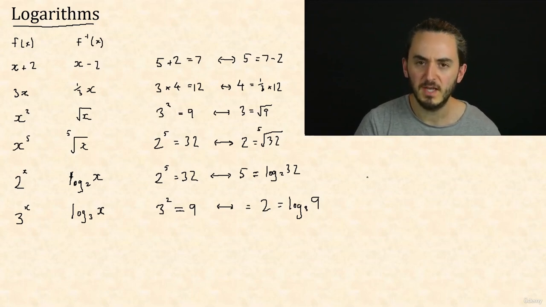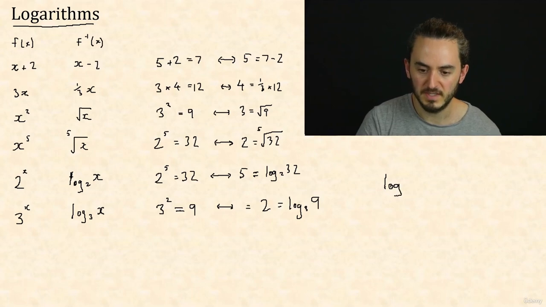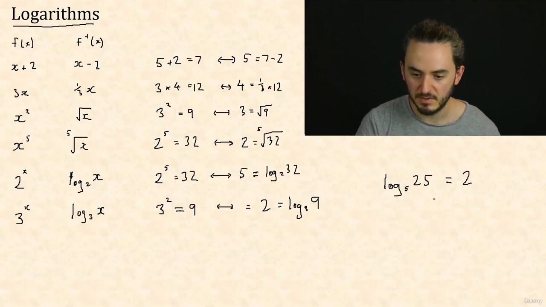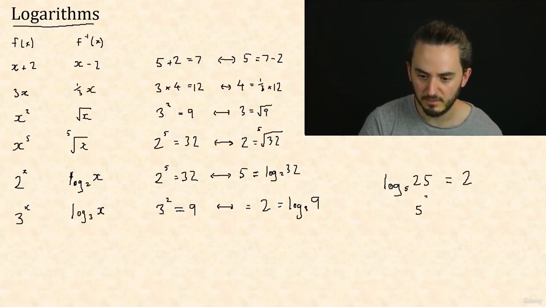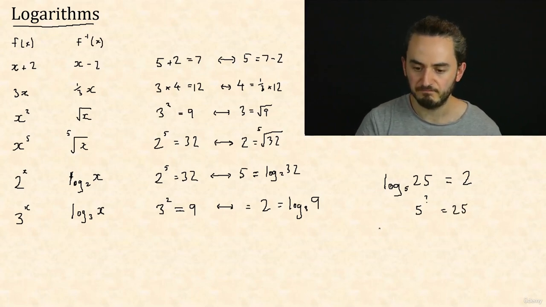I'll write a few down here and see if you can figure them out in your head. It's a sort of unofficial little quiz. What do you think log base 5 of 25 is? Well, it's asking a question, right? It's saying 5 to the power of what is 25? Well, 5 squared is 25, so the answer is 2.